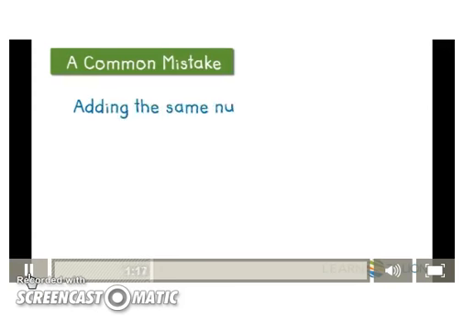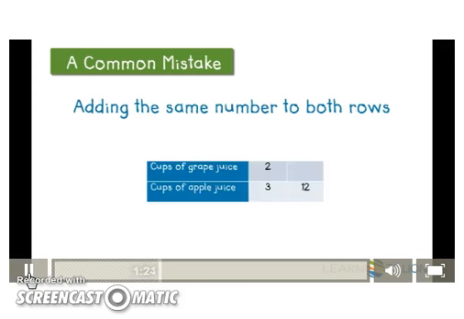A mistake that students sometimes make with ratio tables is adding the same number to both rows. So they'll set up their ratio table, and then they'll notice that 3 plus 9 equals 12. So they'll do the same thing on the top row for an answer of 11. This answer is incorrect because it's not adding on using the ratio. It's not adding 2 cups of grape juice for every 3 cups of apple juice. So you can't add the same number to both rows. Instead, you can either multiply by the same number or add on using the ratio.